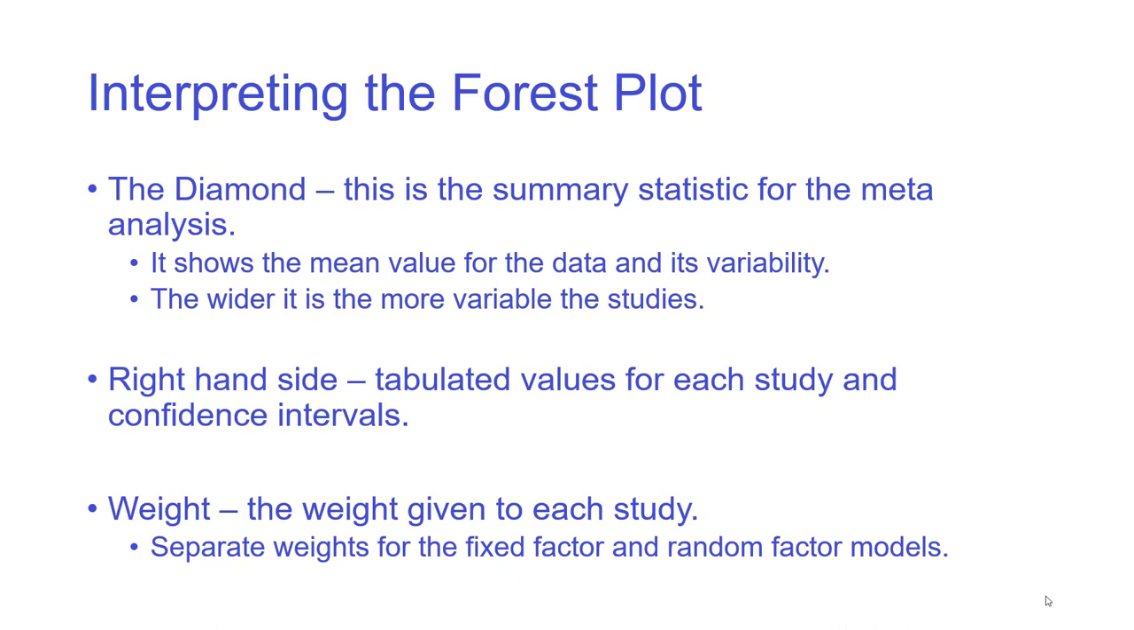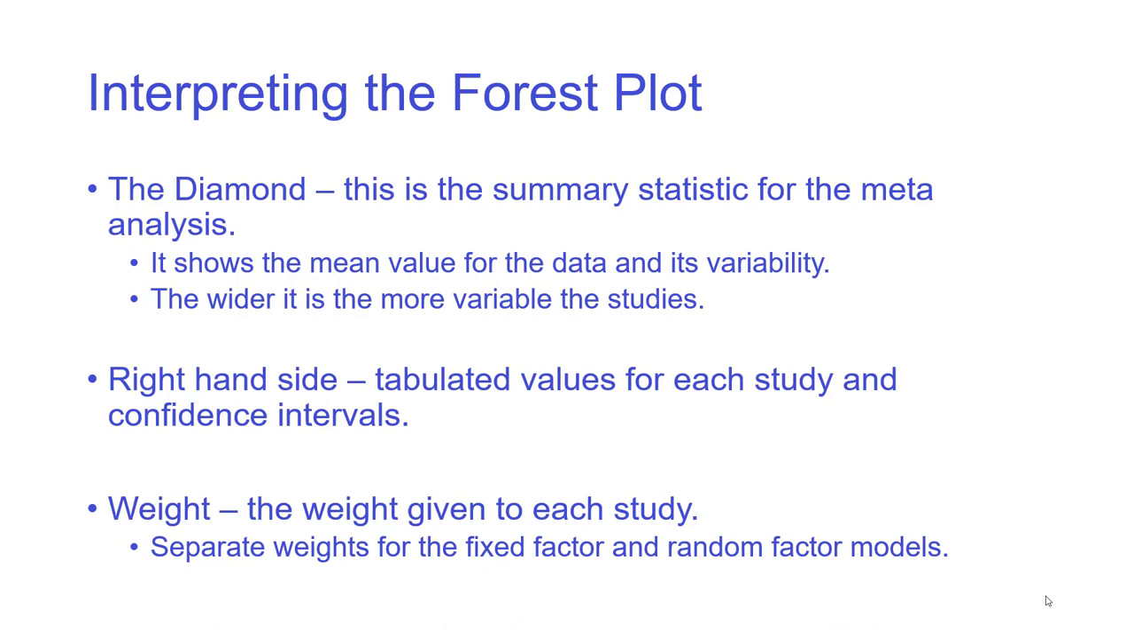The diamond is the summary statistic of the analysis, showing you the mean for all the data and its variability. If you've got a very wide diamond, then there's lots of variability between studies. The narrower your diamond is, the more specific your result is, the more precise your result is.